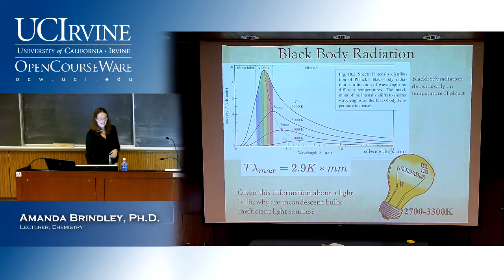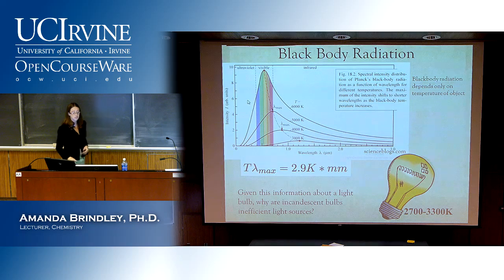And you can see as it gets hotter and hotter, it moves more and more into the visible wavelength so we can see it. So that's why we're able to see hot things glow, but we aren't able to see things at room temperature glow.